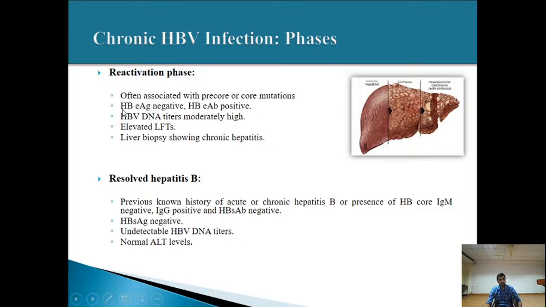What do you think? HBeAg is negative, antibody is positive. You would think the virus should not be replicating normally, but in these patients the virus is replicating. The DNA titers start increasing now because this arm of immunity identifying the antigen is not working. It will be recognizing surface antigen, core antigen, something else, but not this.